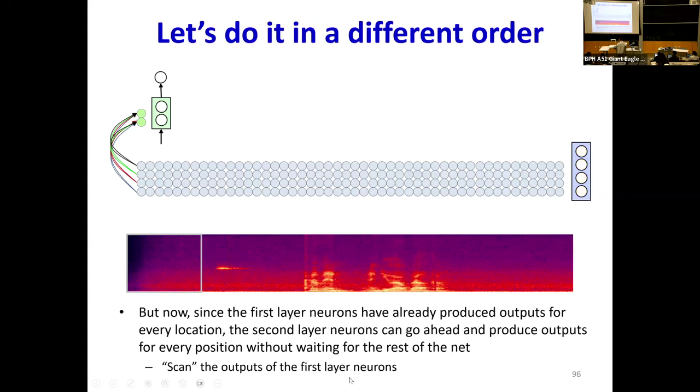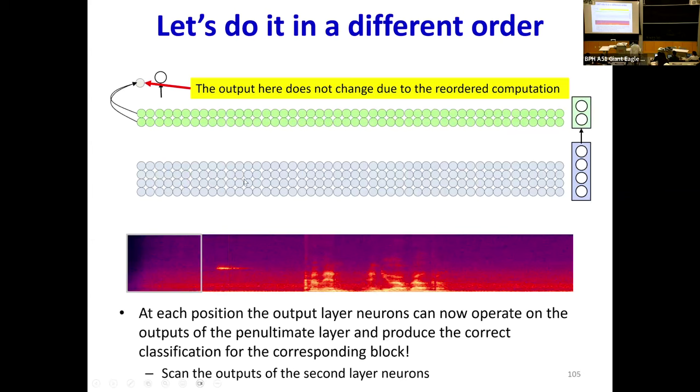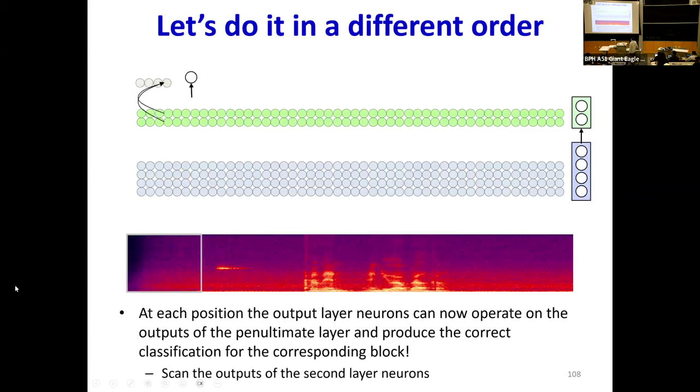Now, similarly, since the first layer has computed all of its values, the second layer now can compute its outputs in the first position, but without waiting for the third layer, it can go off and perform its computations over all time, right? And then the third layer operates on the second layer outputs. Would the output be different now? Combined? No. Thank you. And so the output here does not change due to the reordered computation. And so you can actually have the entire computation done.